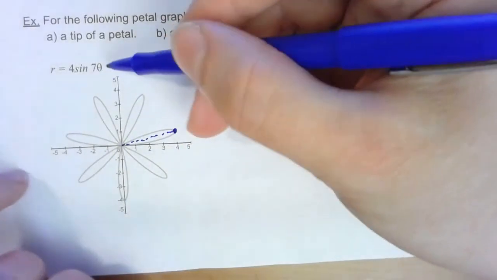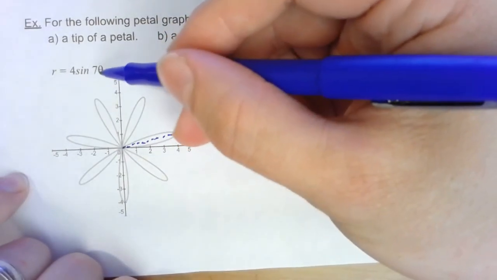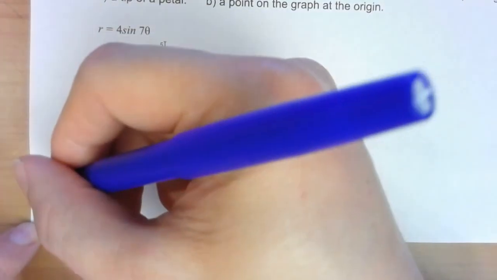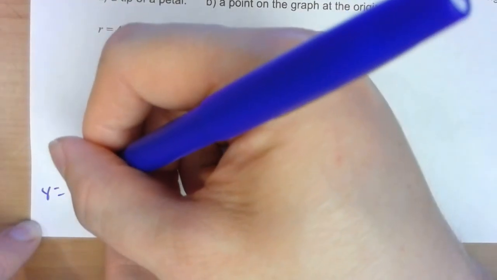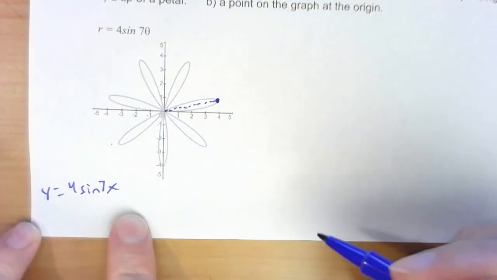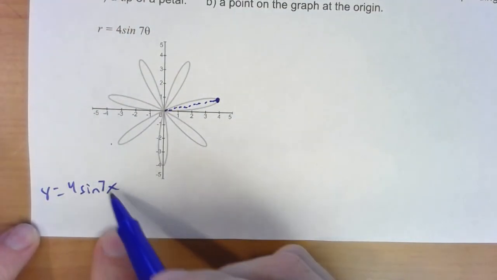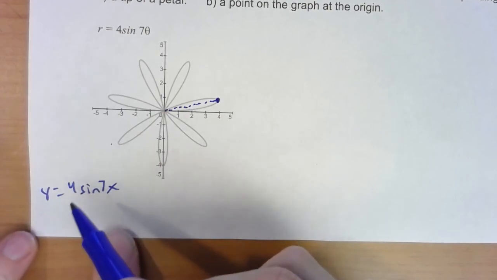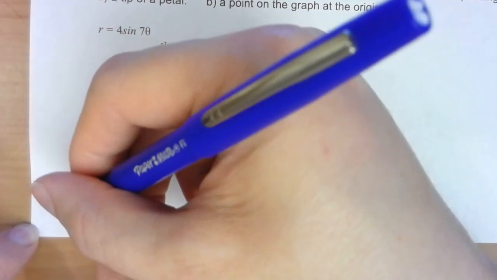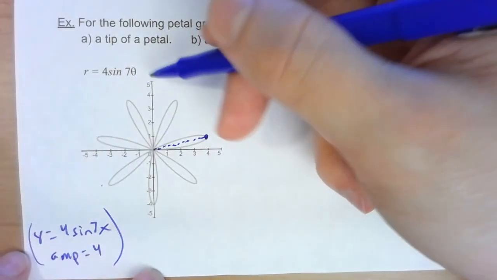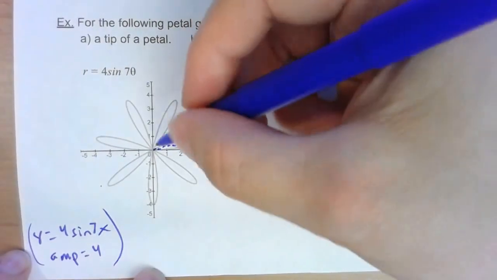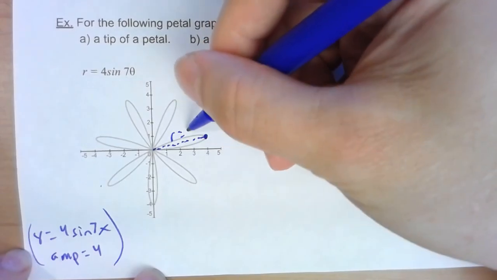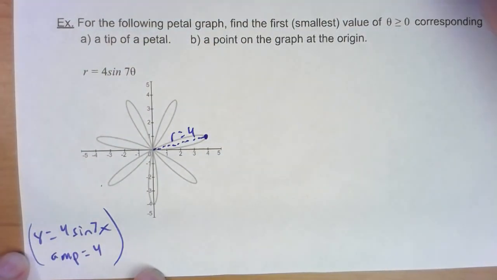Well, this 7 inside the function is not going to change that. The 7 would change the period. So I'm talking about if we thought about this as maybe a rectangular graph, y equals 4 sine 7x, the 7 would change the period. It's the 4 that would change the amplitude, that would change the maximum value we could have. We would have an amplitude of 4. So that means that the maximum R we can have here is 4. So we know for the tip of a pedal, R has to equal 4.